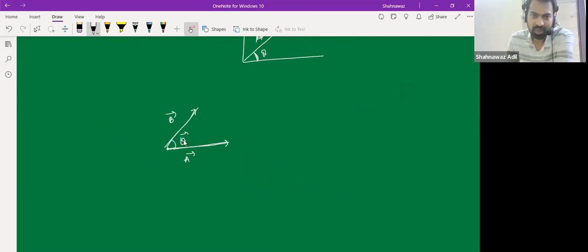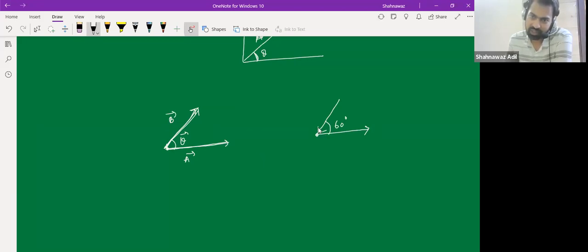Just remember that whenever we measure the angle between vectors, we measure between the two tails, right? So we place those tails at the same point and then we measure the angle. So if I draw a vector like this and another vector like this, and if this is 60 degrees, what would be the angle between the vectors?